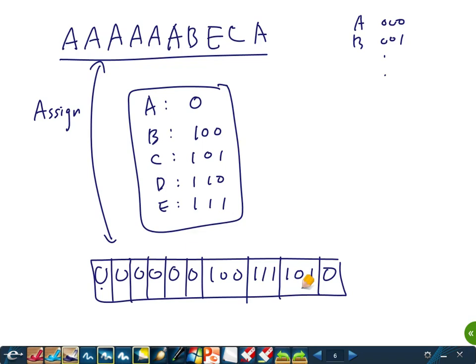You can recover it. And this is shorter than the code if you use the previous table, right? If something occurs more frequently, assign a short string to it. That's the idea, basically. And Huffman code is a way to do this.